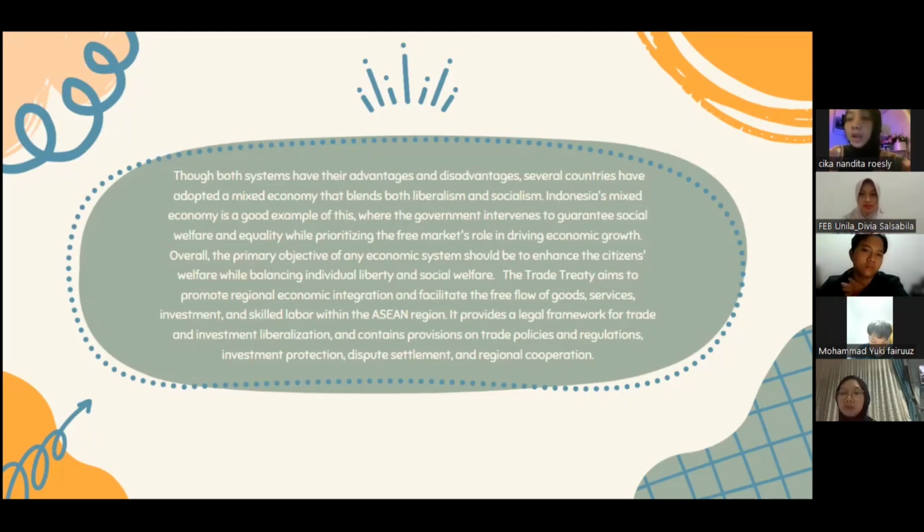and social welfare. The trade treaty aims to promote regional economic integration and facilitate the free flow of goods, services, investment, and skilled labor within the Asian region. It provides a legal framework for trade and investment liberalization and contains provisions on trade policies and regulation, investment protection, dispute settlement, and regional cooperation.